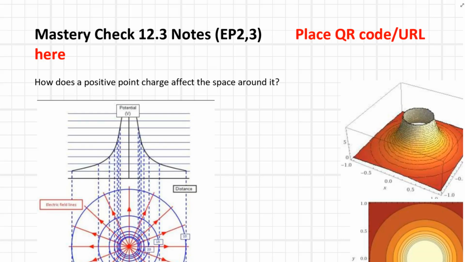Hi, welcome to the notes for Mastery Check 12.3, and I hope most of this is going to be a bit of a review at this point. We're starting off with a question here. How does a positive point charge affect the space around it?